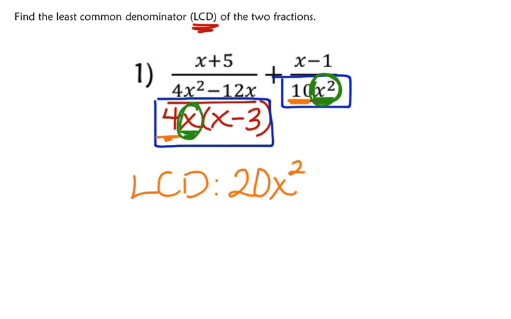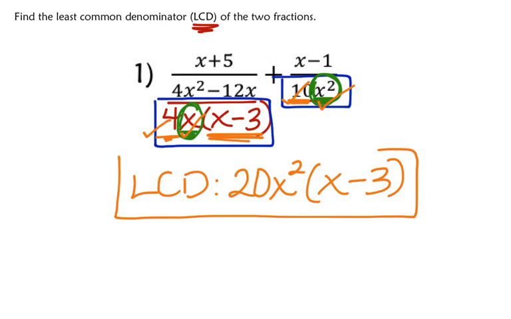Now, that takes care of the 4, it takes care of the x, it takes care of the 10, it takes care of the x squared. I also need to include this x minus 3 in my least common denominator. And I'm going to leave it there for this question for right now.